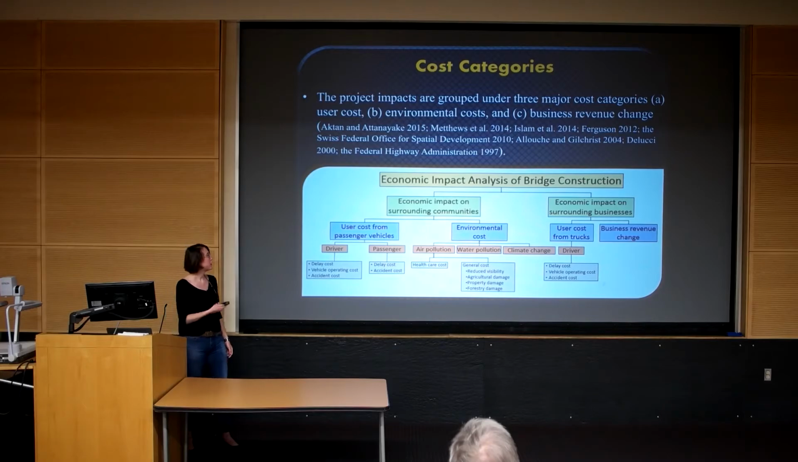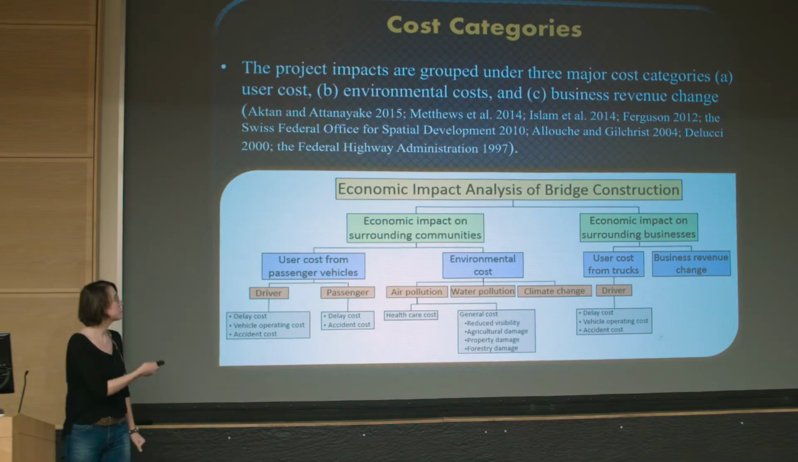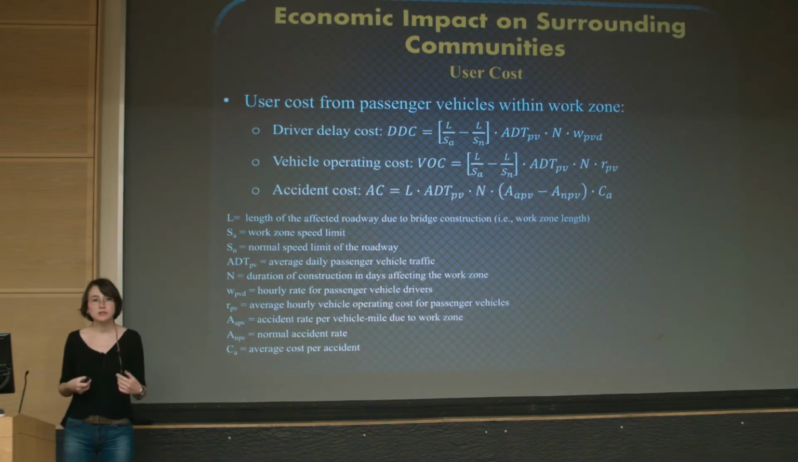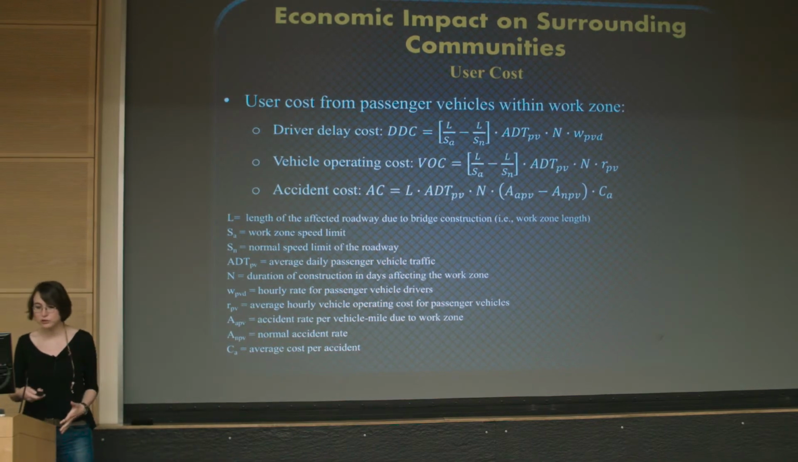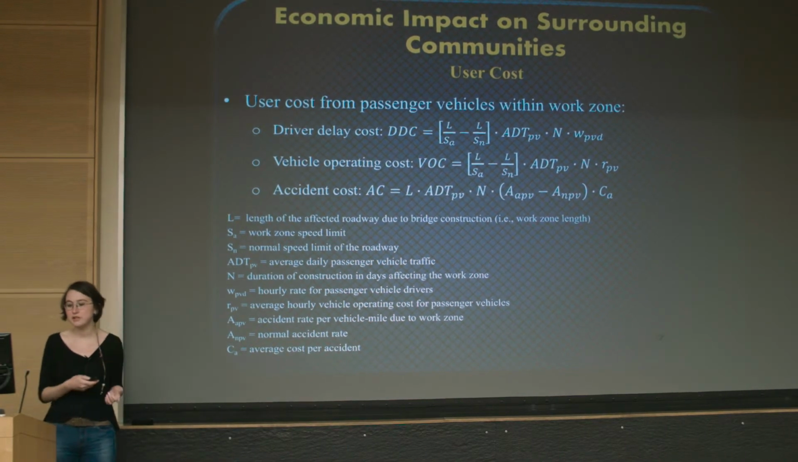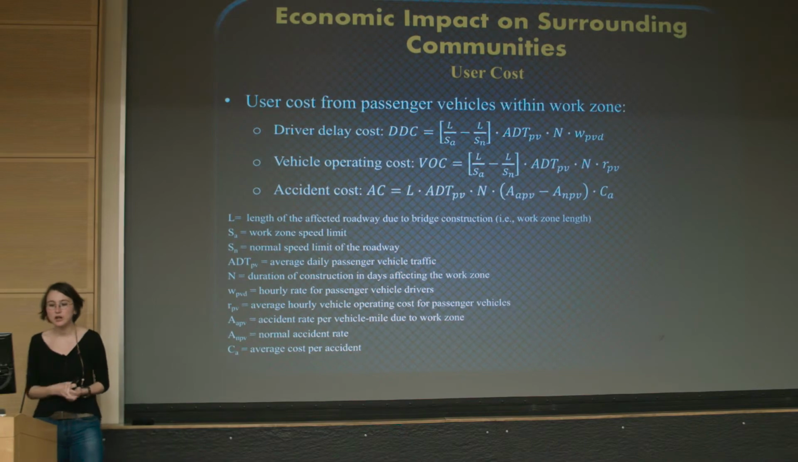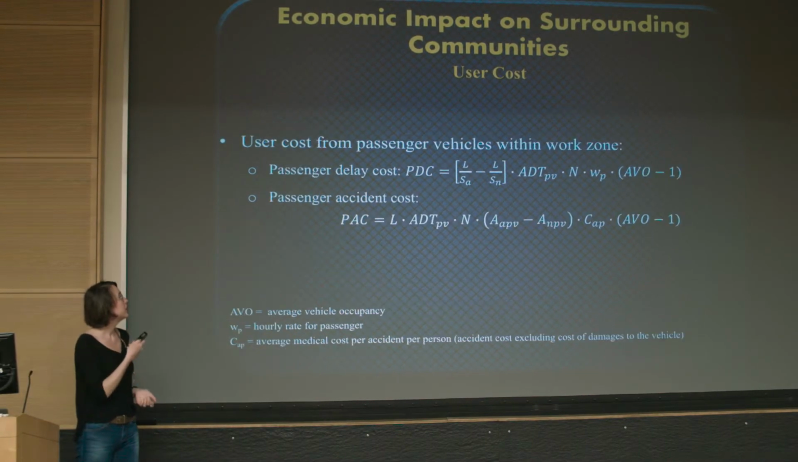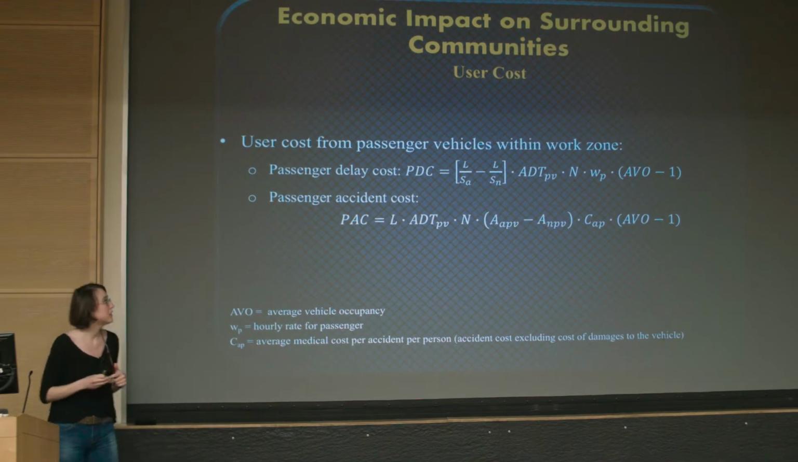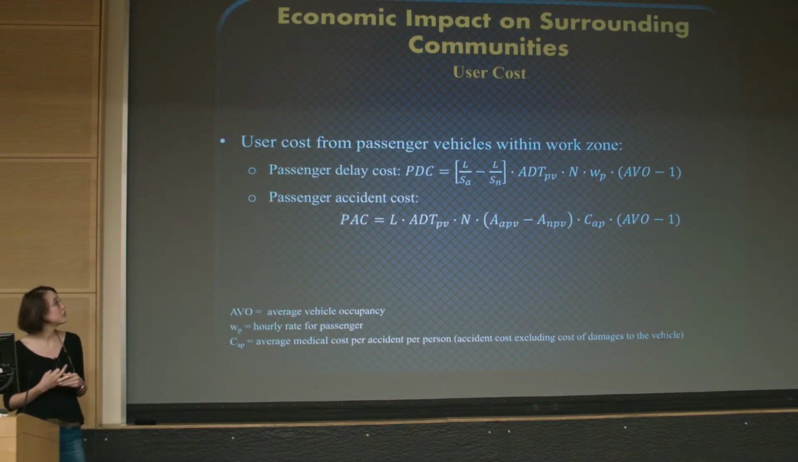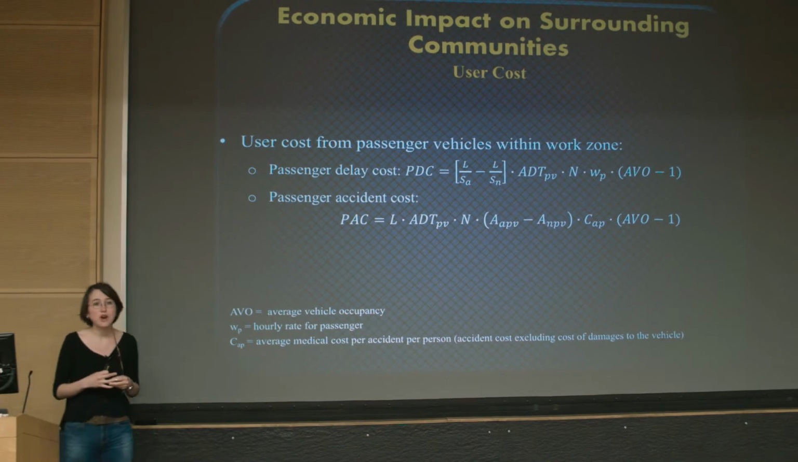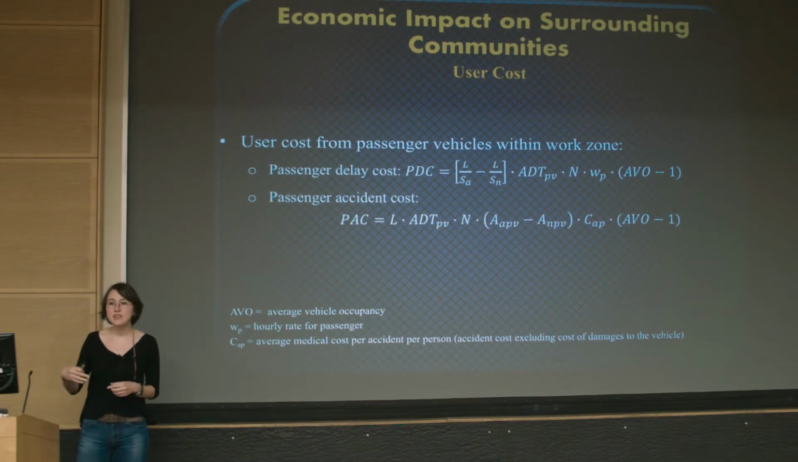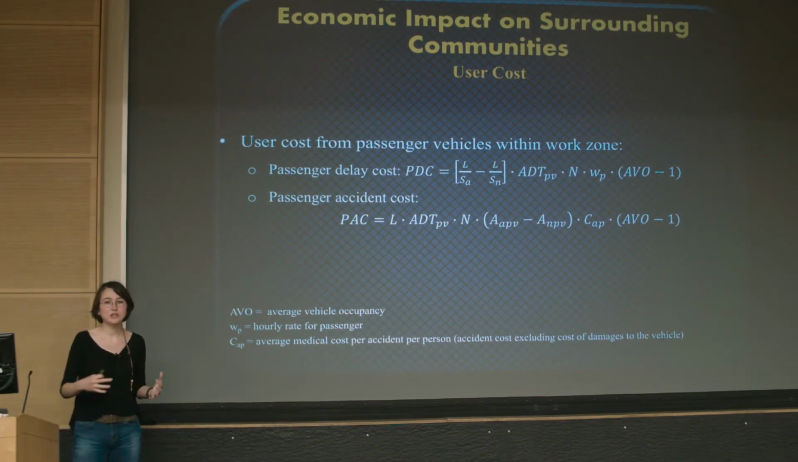And I will start talking about user cost from passenger vehicles, and I will not really go into the details of calculations, so that it is nothing really fancy. Here the driver delay cost, vehicle operating cost, and accident cost are calculated. And then additionally, we calculated passenger delay cost and passenger accident cost while the traffic is traveling in the work zone. So that's basically during the construction time.